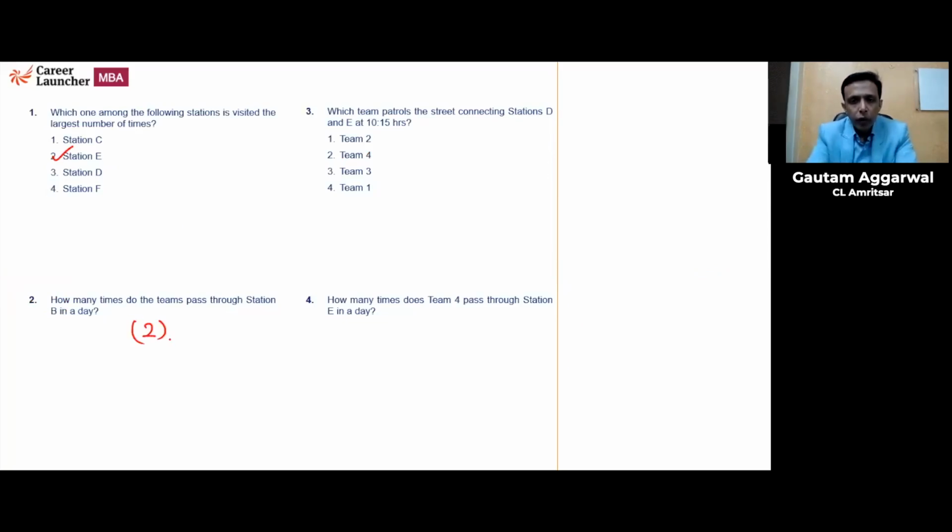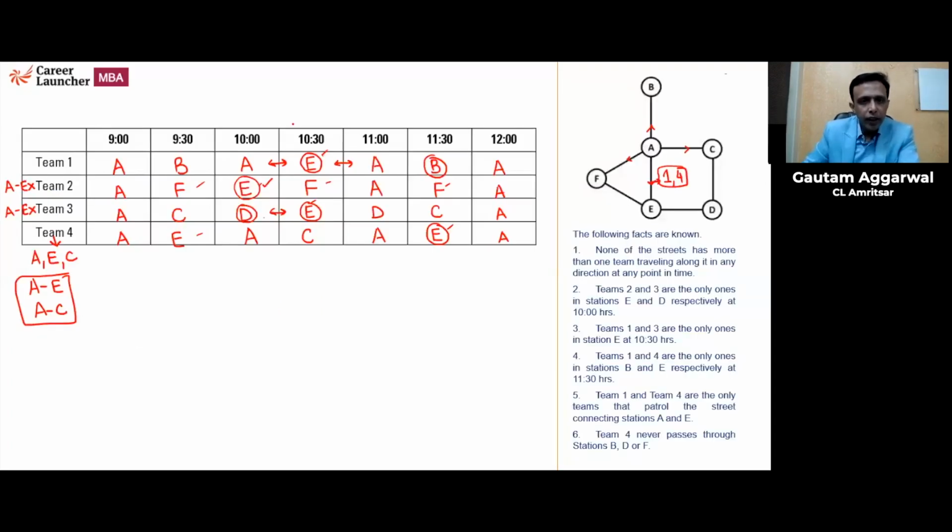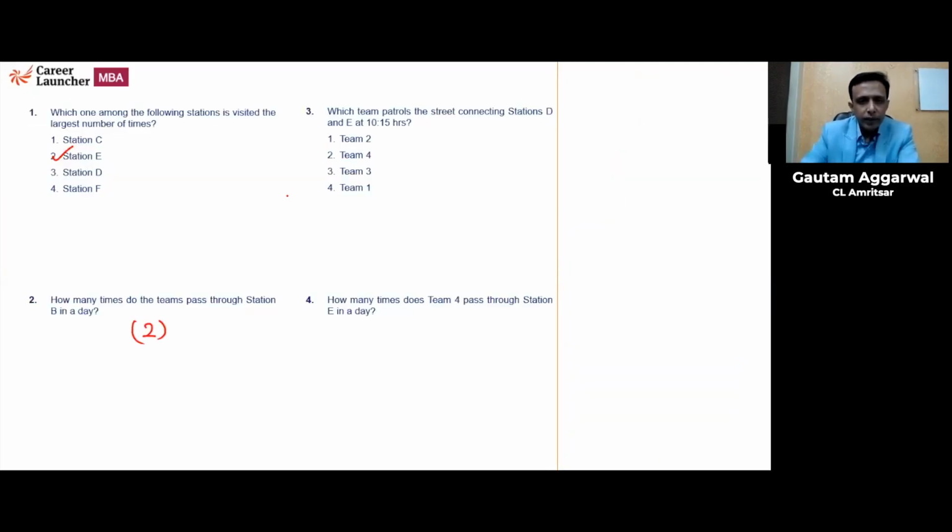Which team was patrolling at 10:15 between D and E? So 10:15 is obviously this time. So between D and E, it was team 3.